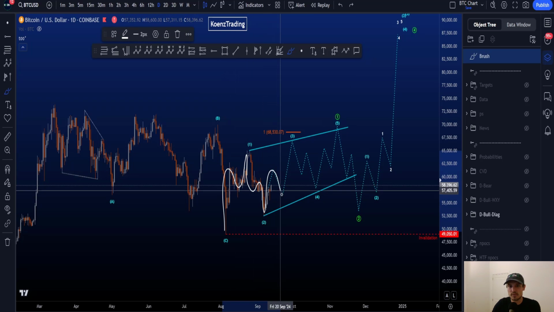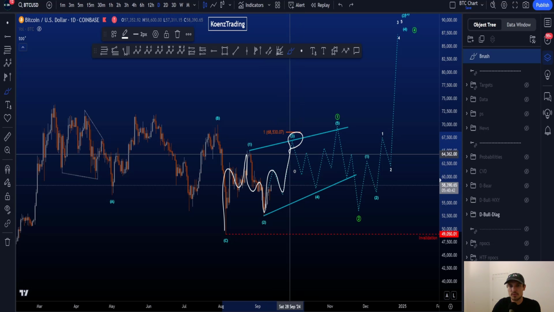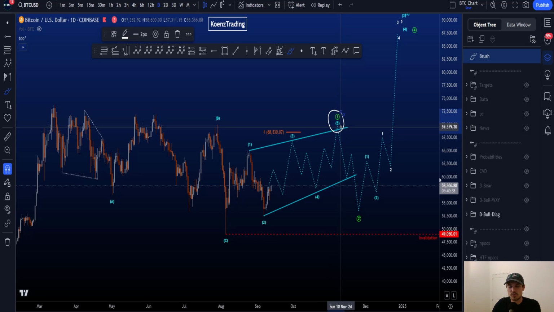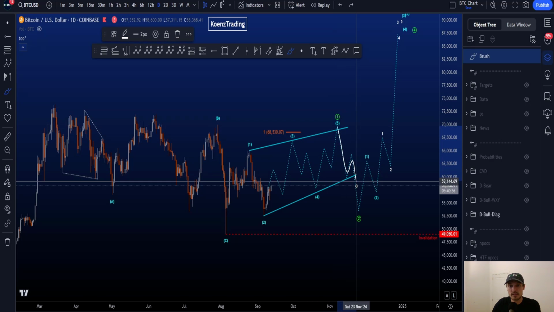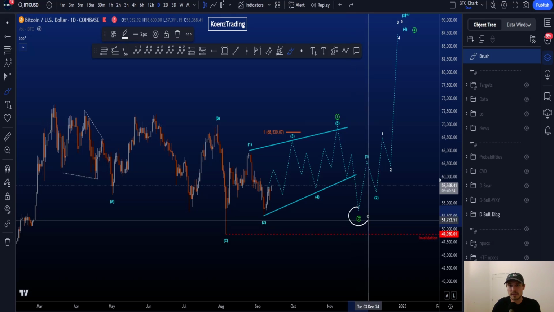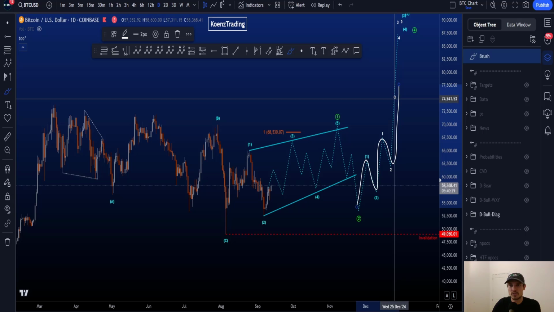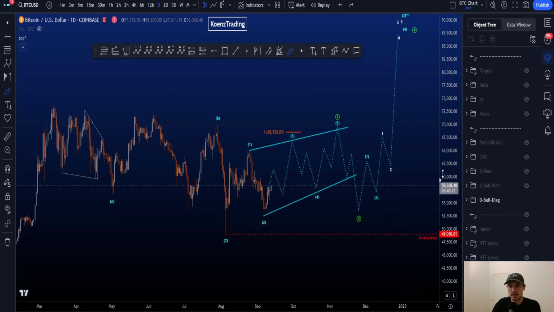So now we are looking for a 3-wave move up in wave 3, before then a wave 4 and a wave 5. After we finish wave 1, we preferably like to see a bigger 3-wave retracement to the downside in wave 2, before then building a couple of lower degree 1-2s and lift off to new all-time highs.